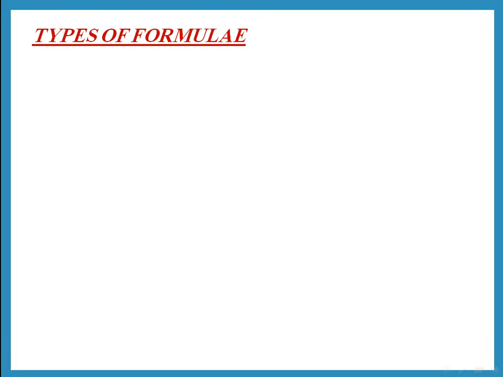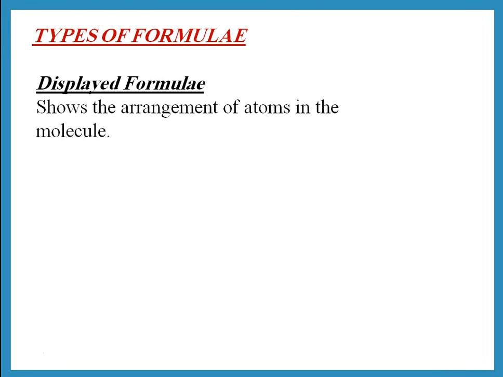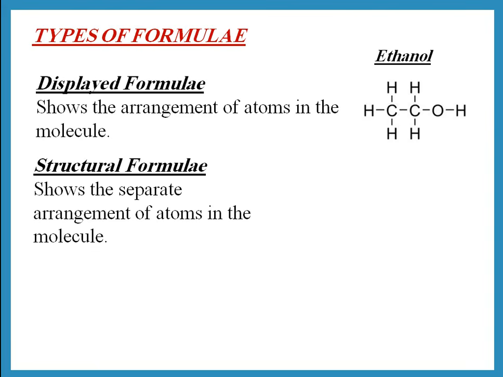Then we have different types of formula. Now, in O level, we had only 2 types of formula. We had displayed formula, where you show all the bonds with all the atoms showing. So if I'm drawing the displayed formula of ethanol, this is how I would draw it. But then we also have something called the structural formula. A structural formula is where I take each carbon and determine how many hydrogens around this carbon, and I sort of collect them together.